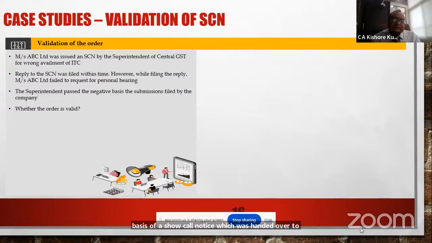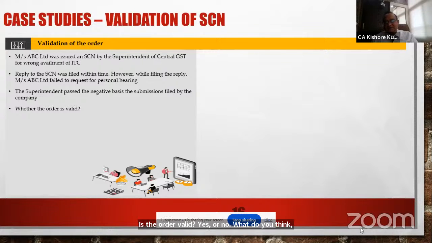Let's look at another case study, friends. Messrs. ABC Limited was issued a show cause notice by the superintendent. Reply was filed within time. However, while filing the reply, the assessee did not seek any personal hearing. Since the personal hearing was not sought, it was not granted by the department, and the proper officer passed the negative order. Is the order valid? Yes or no? What do you think, friends?